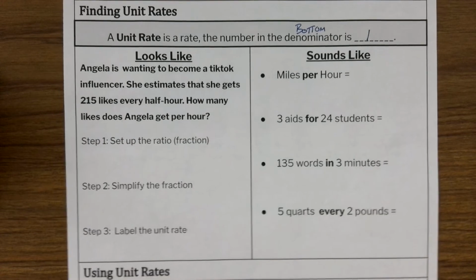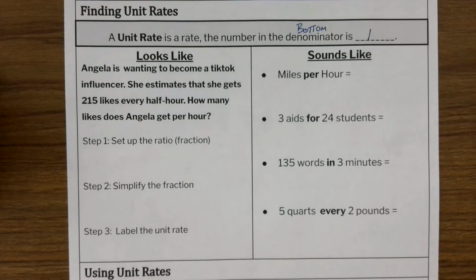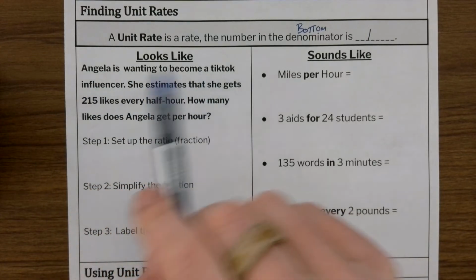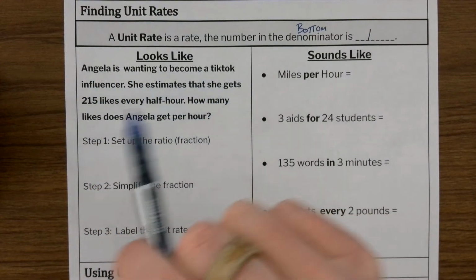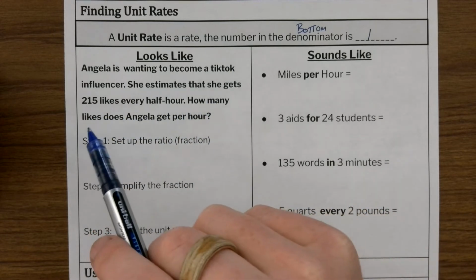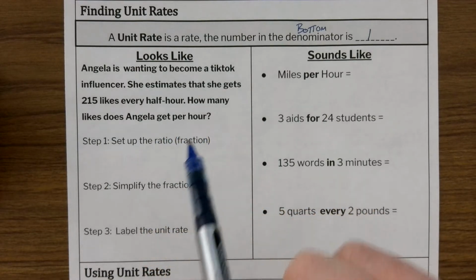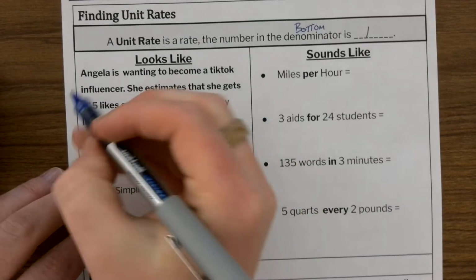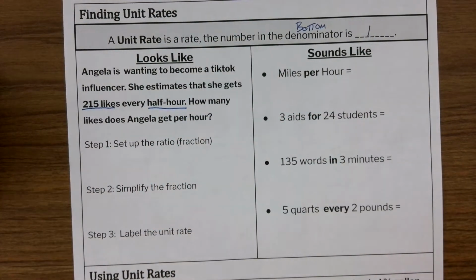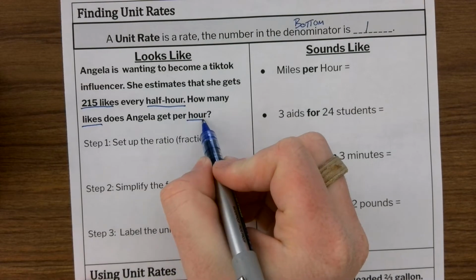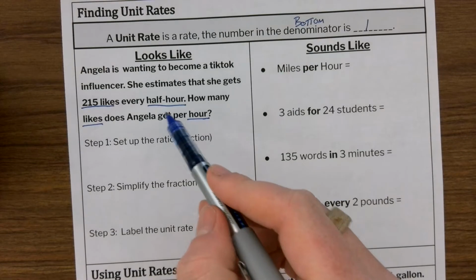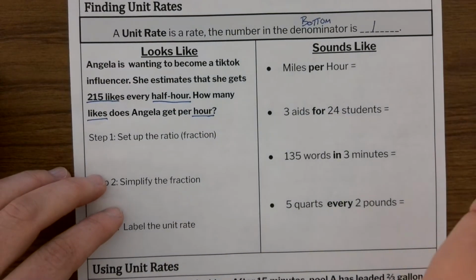All right, so let's see, what does that look like? So, here's our example problem. Angela is wanting to become a TikTok influencer. She estimates that she gets 215 likes every half hour. How many likes does Angela get per hour? So here we have 215 likes in a half an hour. But we want to know likes per hour. So we are taking a non-unit rate and turning it into a unit rate.